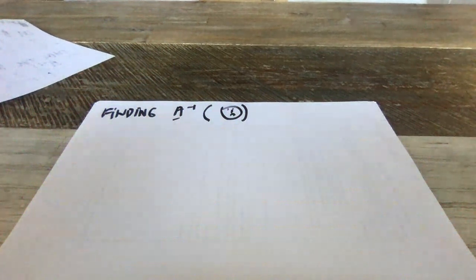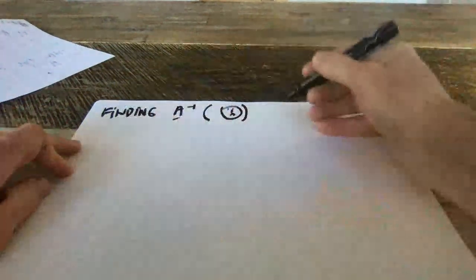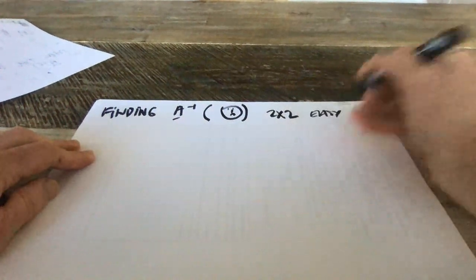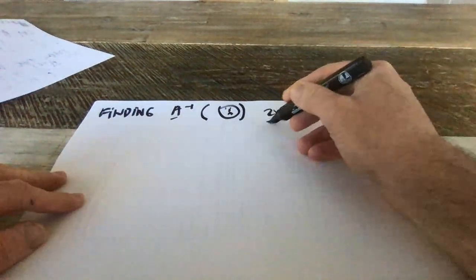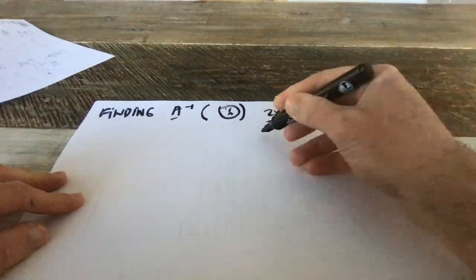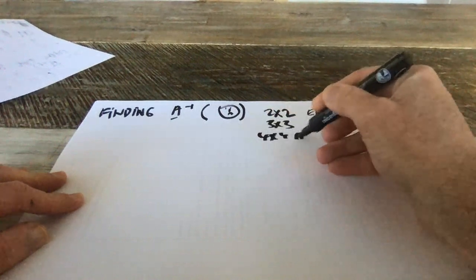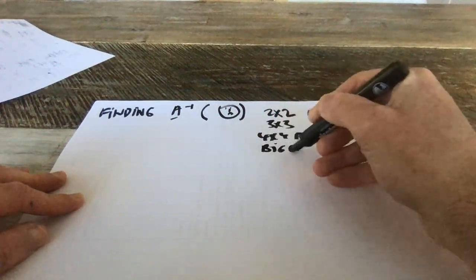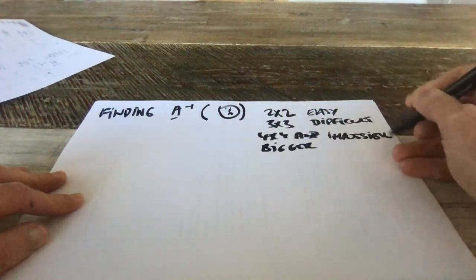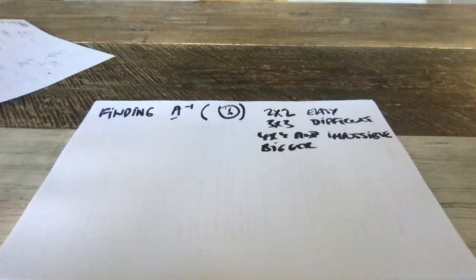Now, the formula or recipe that you use depends on the size of the matrix. That's really important. The same formula doesn't work for every single matrix. For 2 by 2 matrices, it's easy, as we'll see. For 3 by 3 matrices, it's difficult. 4 by 4 and bigger, it's impossible, really. Life is too short to invert a 4 by 4 matrix. I've never seen anybody do it.